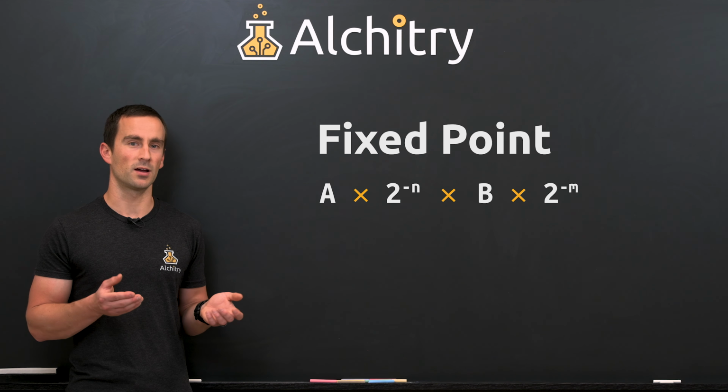This means that when you multiply 2 fixed point numbers, the number of fractional bits in the result is the sum of the fractional bits of both operands. For example, if we took a value with 2 fractional bits and multiply it by a value with 2 other fractional bits, the result would have 4 fractional bits.